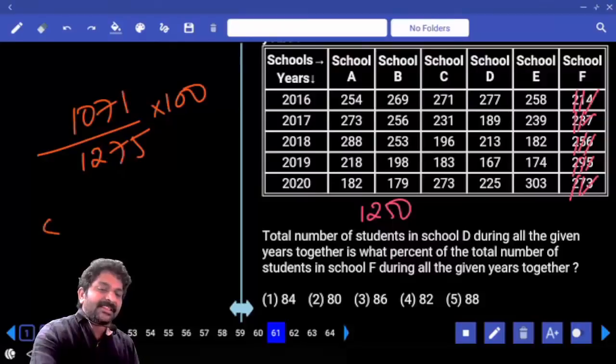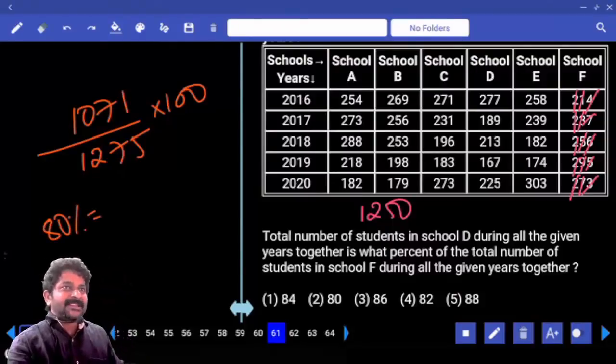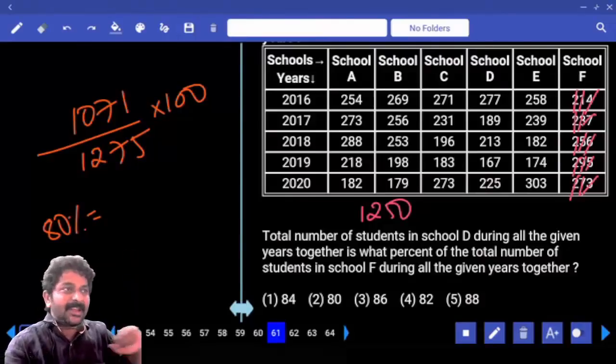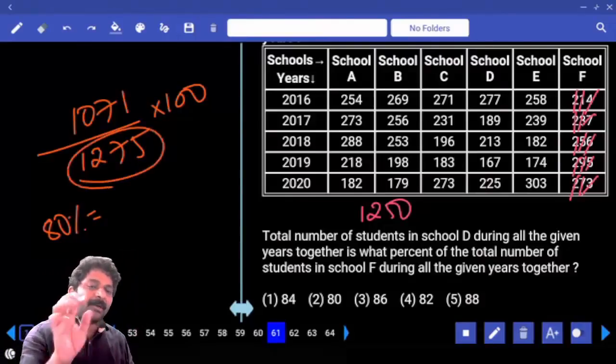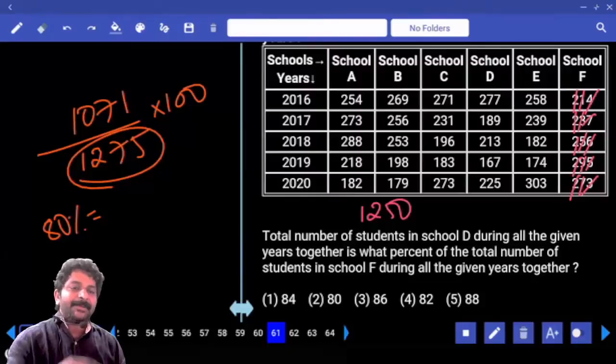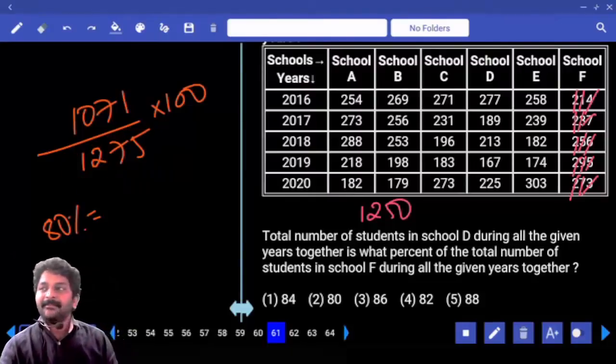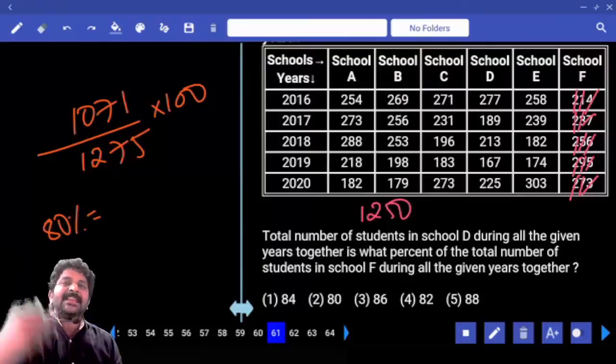So it is very clear that we need to first calculate 80% only. Getting 80% is subtracting 20% from the original number. The total denominator is 1275. 10% is 127.5. 20% is exactly double. Come on.